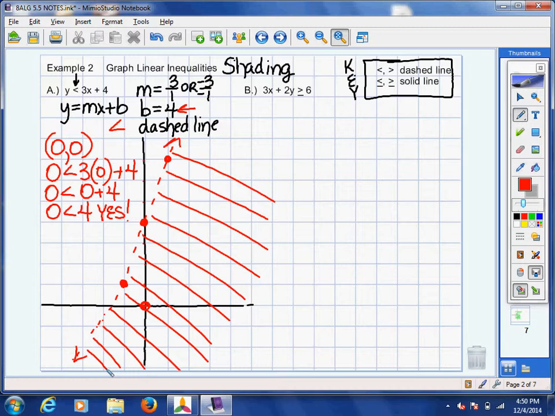So with inequalities, you've got to slow down. You graph your line the same way, but you either dash the line or keep it solid, and then you have to shade one side or the other of the line. Okay? That's the difference, shading and whether it's a dashed or solid line.